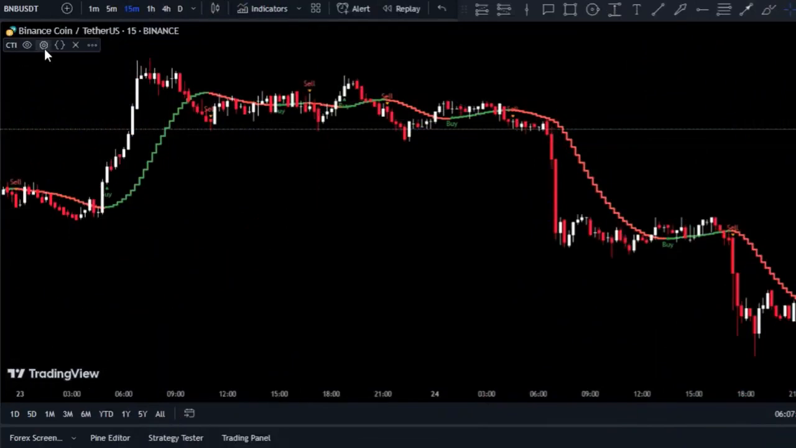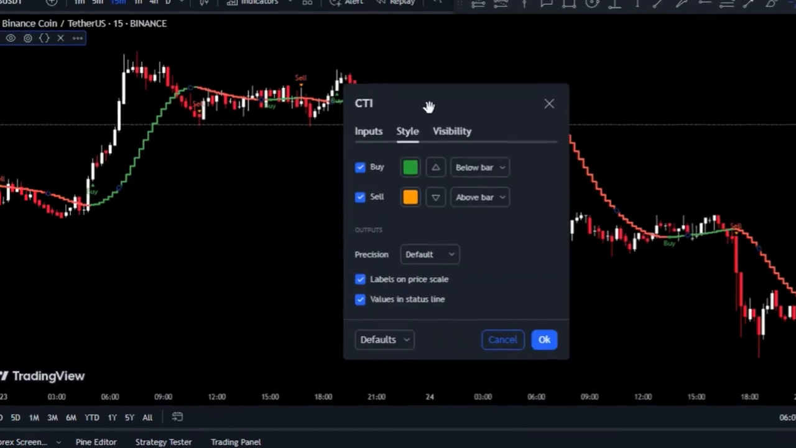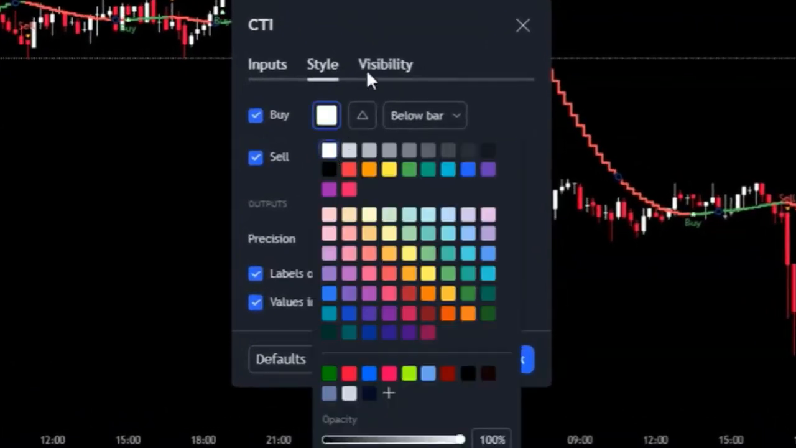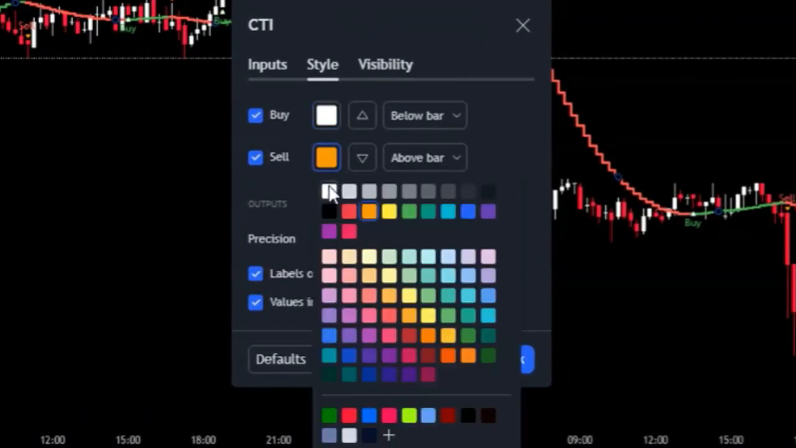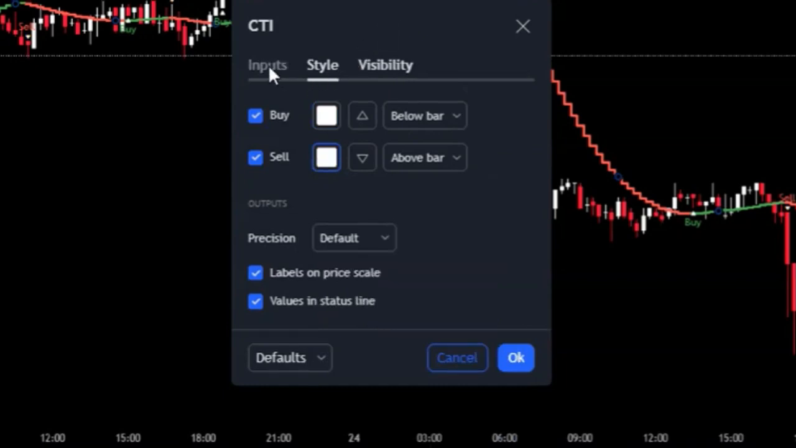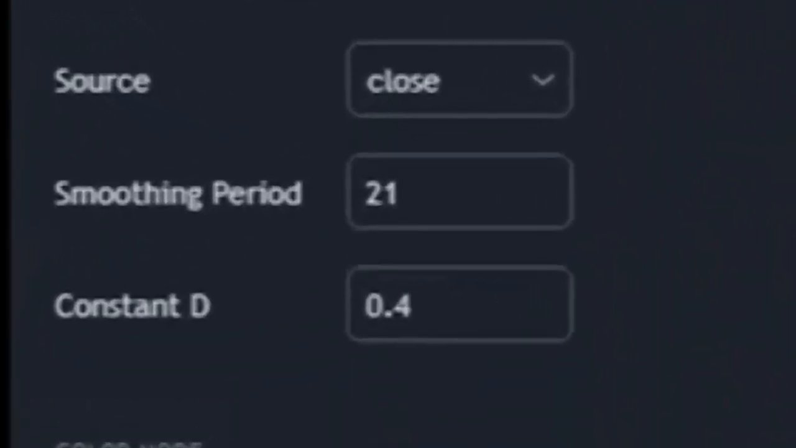To optimize this indicator for the best possible win rate, there's a couple of adjustments you can make in the indicator settings. First, in the style section, you can customize the color of the indicator. But more importantly, in the input section, we want to tweak a few parameters.